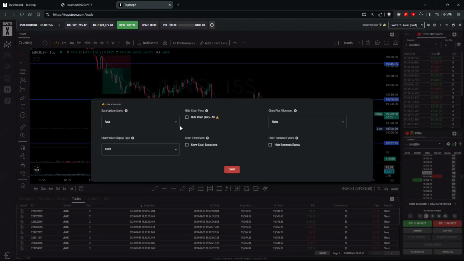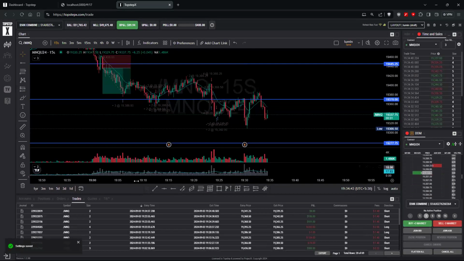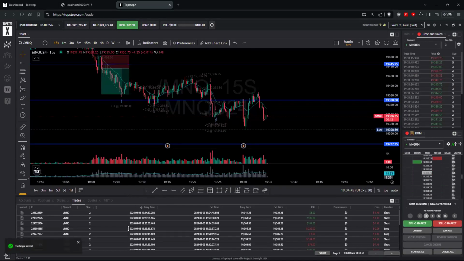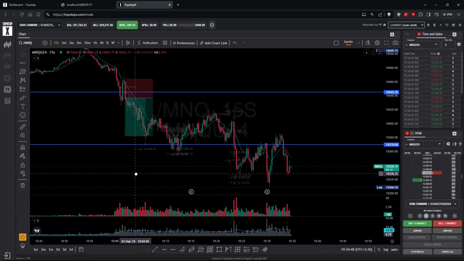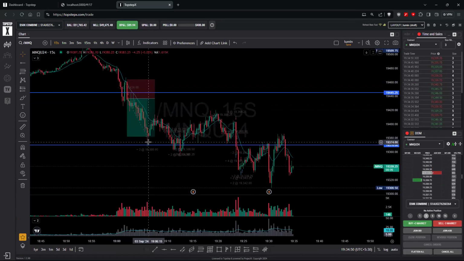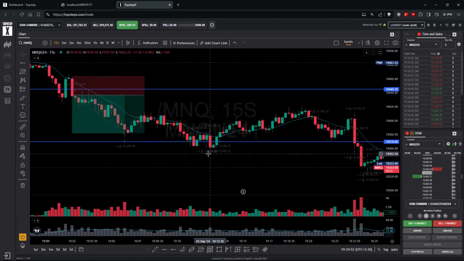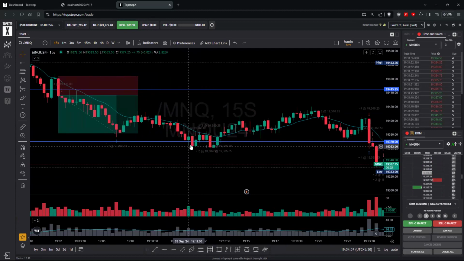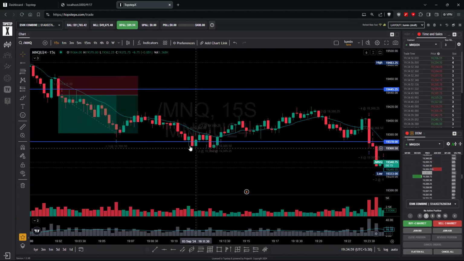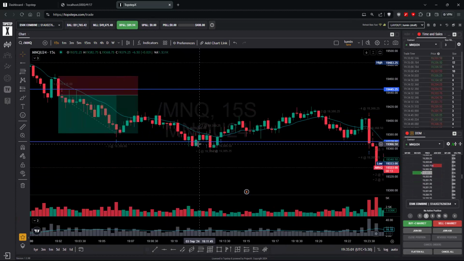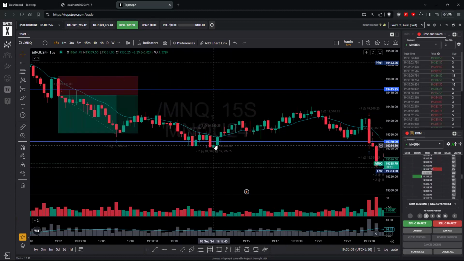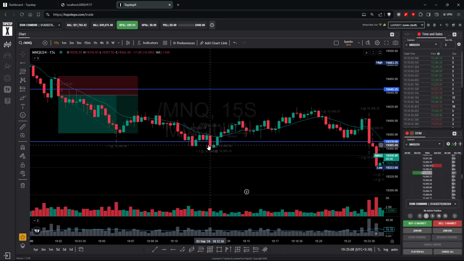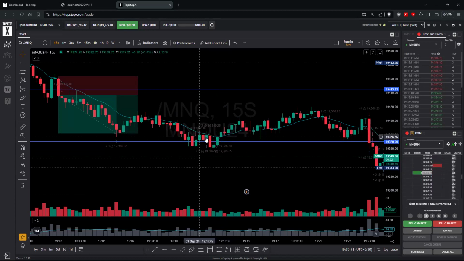Then let's see the chart executions. So I exited on this trade here. Then I took a trade on the breakdown of this level, but I got taken out. Then I tried one more time for the downside, but it didn't work out. So it's okay. Then I tried this long position from here.